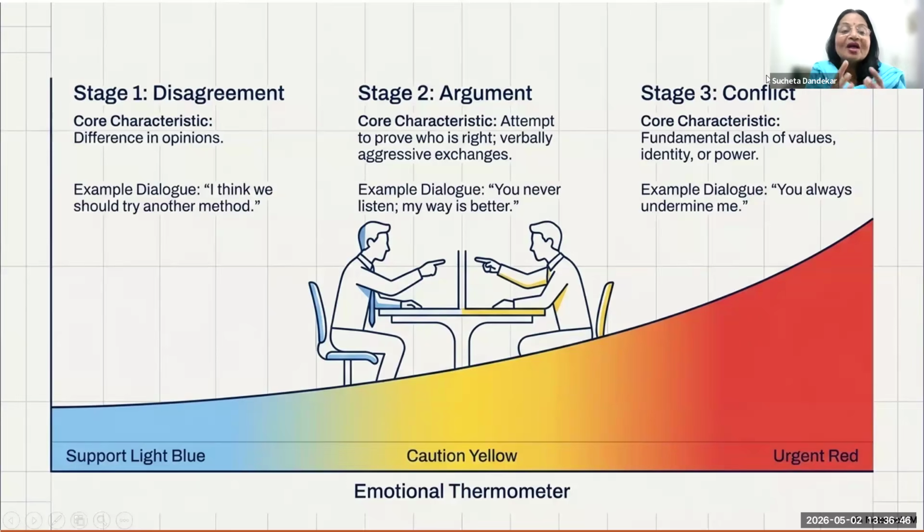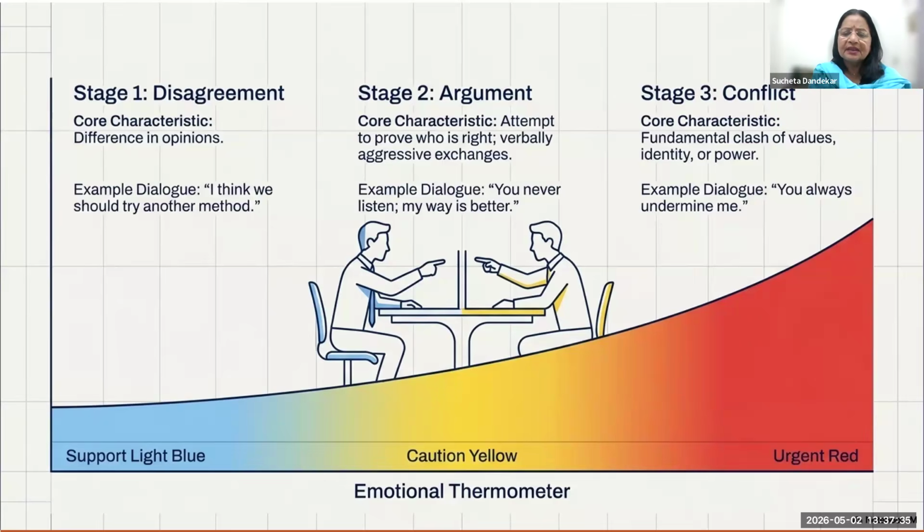Disagreement is just a difference in opinions. It's just a dialogue where we could say, I think we should try another method, and the other person could be malleable to change. In an argument, the core characteristic is an attempt to prove who is right. Verbally, you are aggressive, and there are verbally aggressive exchanges where the dialogue might be, you never listen, but my way is better. And a conflict is a fundamental clash of values, identity, or power, where you will just say, you always undermine me.